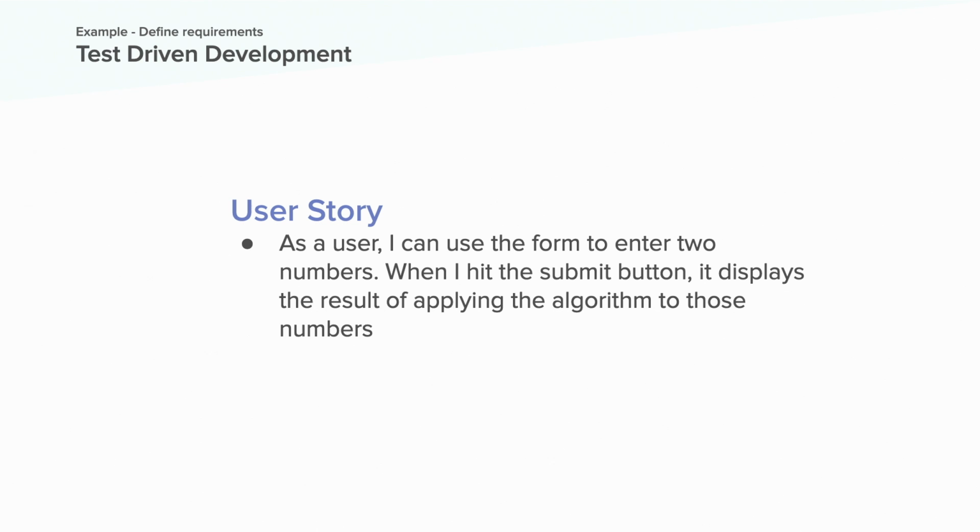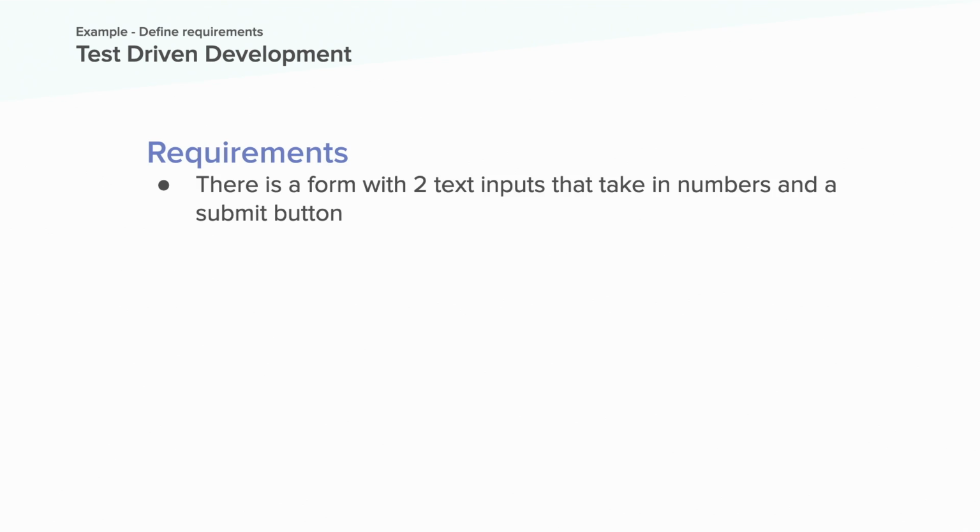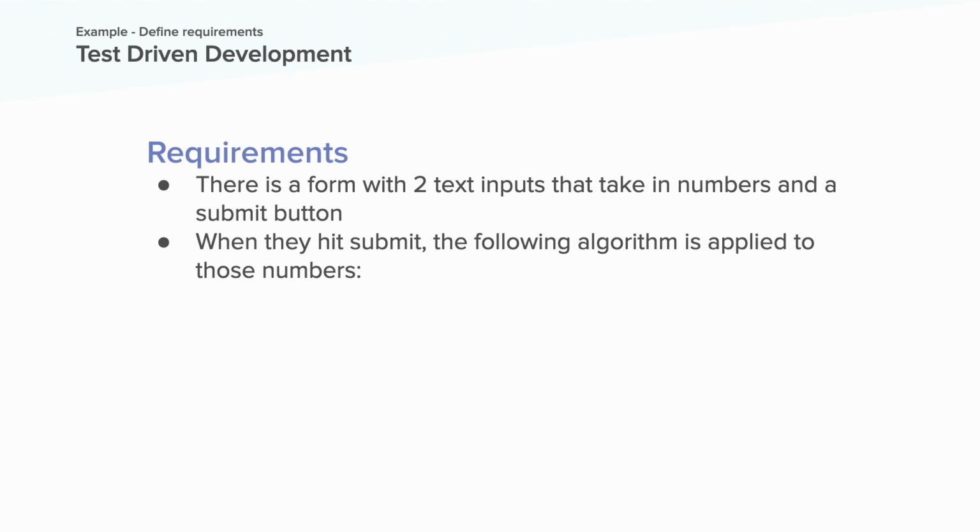So what's the algorithm? We've got to define these requirements a little better. So what are some better requirements here? There's a form, 2 text inputs taking numbers, and a submit button. That we already kind of knew. When they hit submit, the following algorithm is applied to those numbers. So now we're getting some more strictly defined requirements.